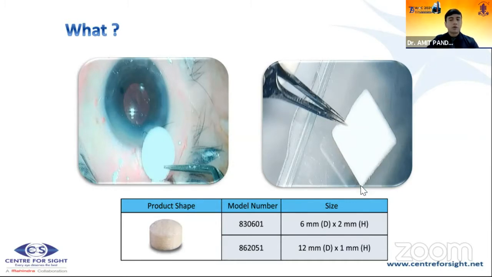The 10 mm size has been reported to be used in multiple cases, in 2 cases at once, by dividing it into 2 equal halves, equal triangles, and then implanting it in 2 patients on the same day. You cannot store the Ologen, so it has to be used on the same day. I haven't tried that. I've been using the 6x2 version only.